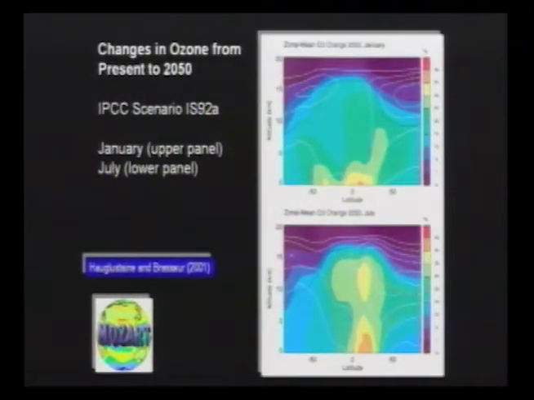Okay. Now, taking the same model as the one you saw earlier, and looking, this is an old scenario, the IS92A scenario. We try to calculate what would be the ozone level around 2050. And this is again the zonal mean between the south and the north poles. And you see that the future change in ozone appears to be mostly located in the tropics as opposed to the Northern Hemisphere. There are several reasons for that.